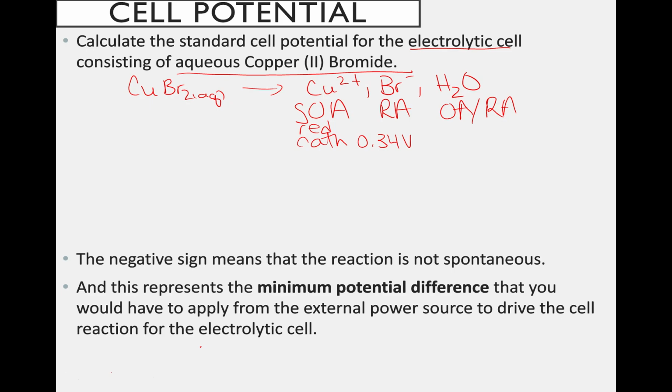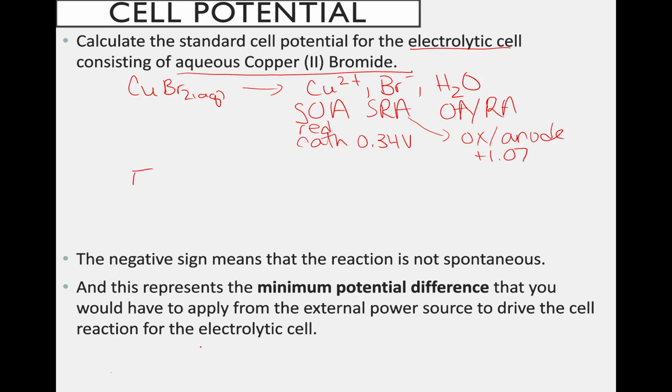Then looking at your strongest RA, bromine appears first on the bottom right before water. So the bromide ion would be our strongest RA. RAs undergo oxidation. That happens at the anode. And that value from your data booklet is positive 1.07.